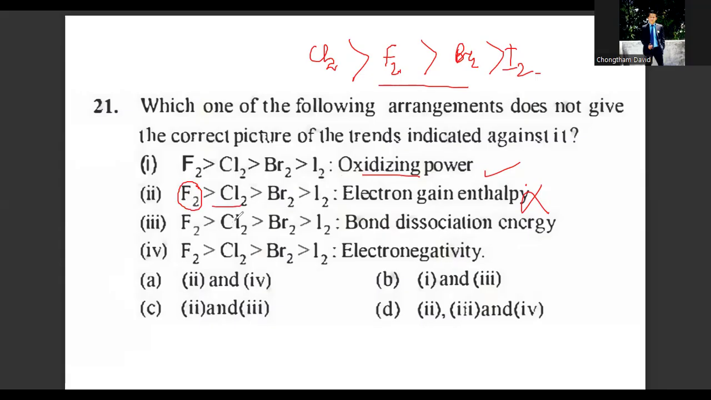And option number 3 is also incorrect. Why is the bond dissociation energy not decreasing in this way? Because the correct decreasing order for halogens is also related to this electron gain enthalpy. Fluorine should come next to chlorine. So option 3 is also incorrect. And what about electronegativity? This is correct. So option 1 and option 4 alone are correct, right?